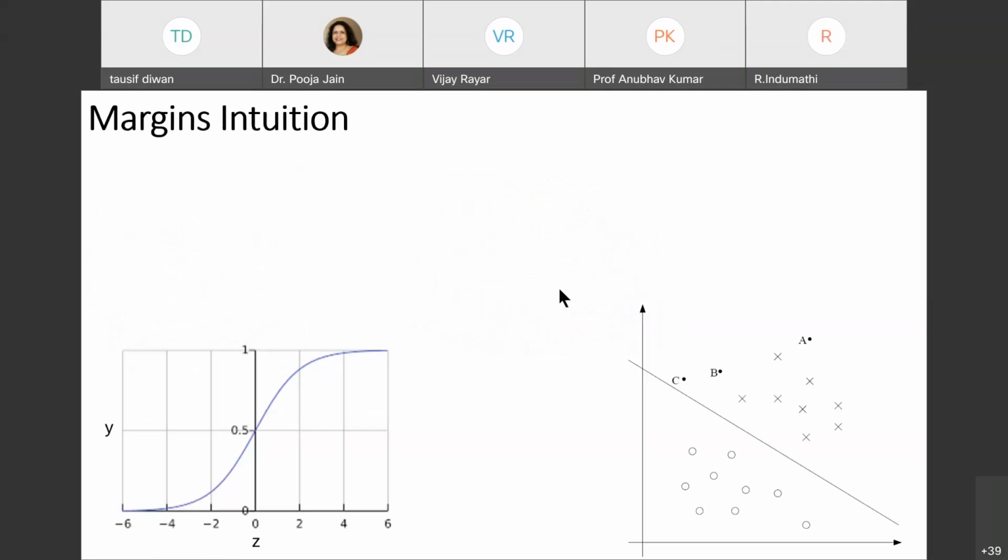Then after that we will see the margin and the intuition of margin. But before that, we will take one example of logistic regression. Then we will move once again to our algorithm, that is SVM.